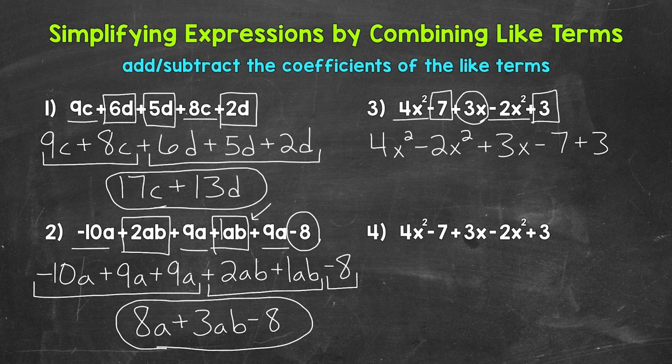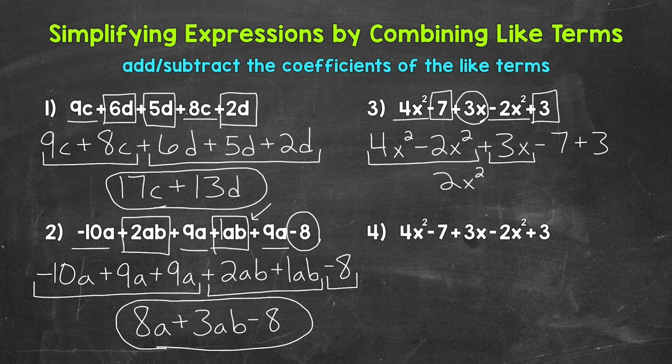Now we can combine like terms. We have 4x squared minus 2x squared. Or you can think of this as combining 4x squared and negative 2x squared. However you want to think about it, you'll get the same thing either way. Let's subtract the coefficients. We have 4 minus 2, which gives us 2. Or if you thought about it as 4 combined with negative 2, that gives us 2 as well. So this is 2x squared.